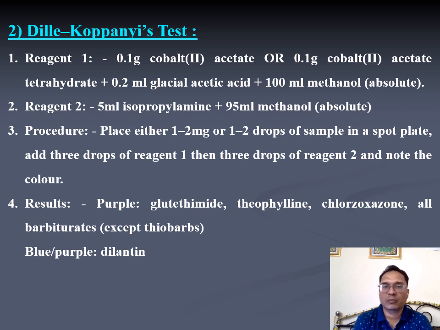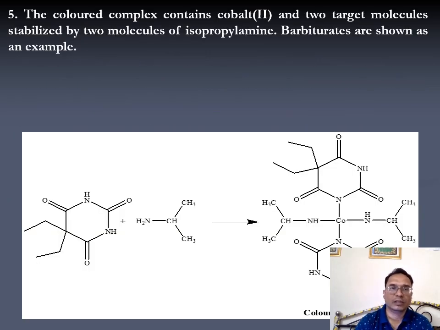The procedure is same. We have to take 1 to 2 milligram or 1 to 2 drops of the sample in a spot plate. We have to add 3 drops of reagent 1, then 3 drops of reagent 2, and we have to note down the color. There will be a formation of purple color if the barbiturates are present in the sample. And the blue color is generally formed by the formation of a complex between barbiturate and isopropylamine as shown in the figure.